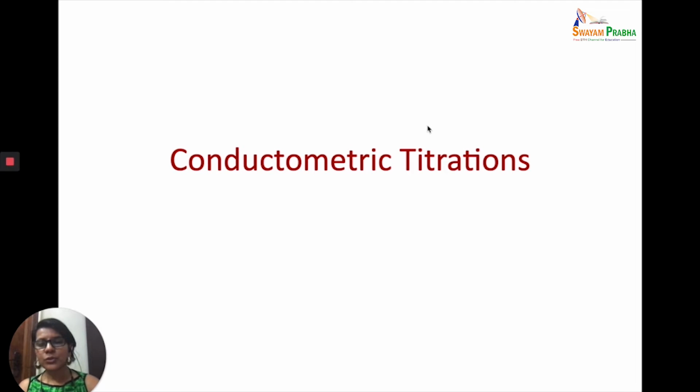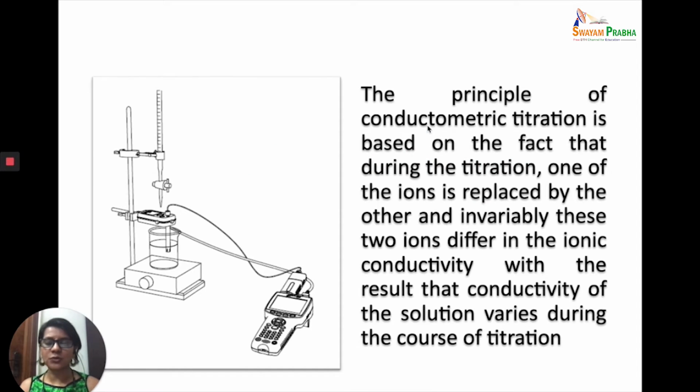Now today we are starting with conductometric titration. Here we are actually monitoring the changes in the value of conductance. So just let's read what is the principle. The principle of conductometric titration is based on the fact that during the titration, one of the ions is replaced by the other, and invariably these two ions differ in the ionic conductivity, with the result that the conductivity of the solution varies during the course of the titration. Now what does it mean actually?